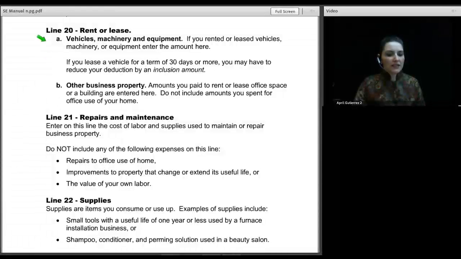Okay, line 20B, other business property. Amounts you paid to rent or lease office space or a building are entered here. Do not include amounts you spent for office use of your home on this line.